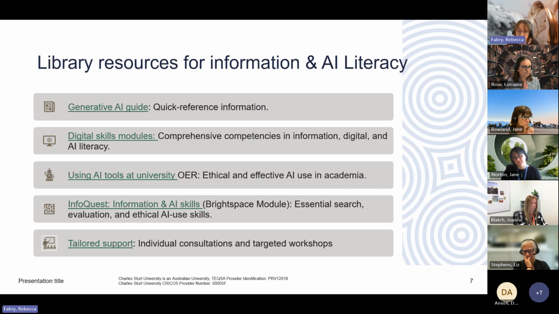We then have our InfoQuest, Information and AI Skills Brightspace module. So this is a fairly recently developed resource. It's designed to help students develop essential, comprehensive, foundational search, evaluation, and ethical AI use skills. And this module is accessible through the Library Learning Hub, which is a discoverable or self-enroll site within Brightspace. All that content can be added to individual subject sites as well.